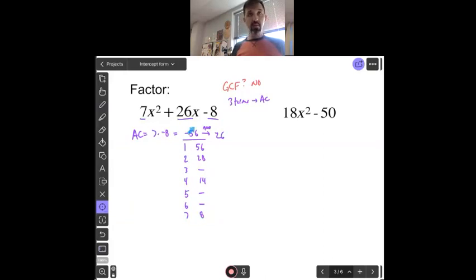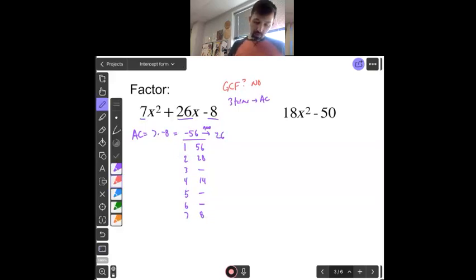But I need negative 56, which means one of my numbers needs to be negative. I need negative 56 to get positive 26. So negative 2 and 28 will give me 26. Okay, so those two numbers multiply to be negative 56, but add to be 26. Okay, it's unique. There's no other numbers that do that. Got to find that right combination.